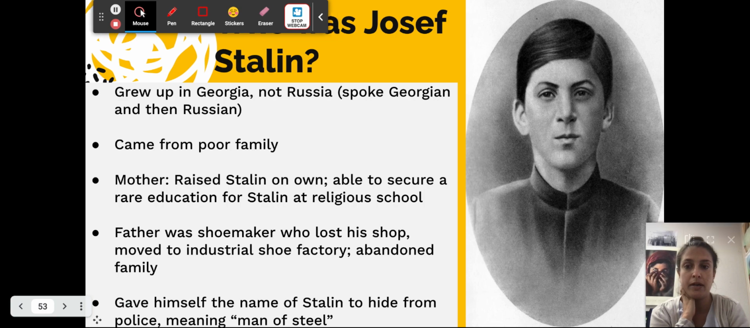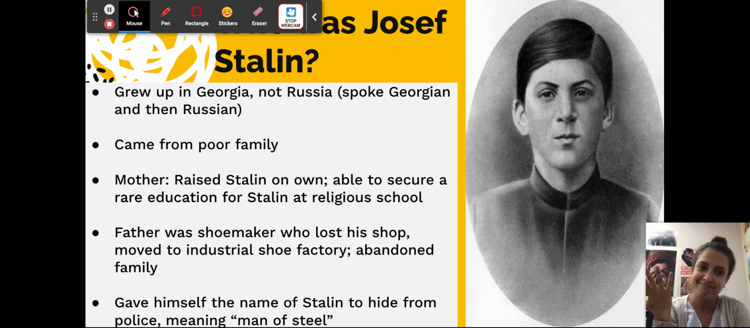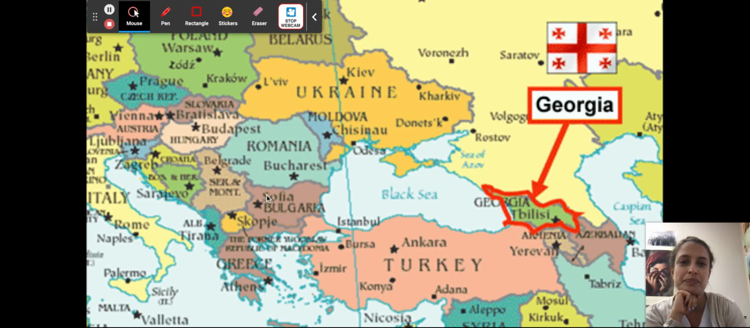I'm moving this up again. Sorry. He ended up giving himself the name Stalin later in life to hide from the police. So that was sort of his own name. And Stalin means man of steel. So right away, if I'm thinking, oh, this guy named himself Man of Steel, what control tactic might that potentially connect to? All right, let's keep going. So here's Georgia. So we see Georgia is just a bit south of Russia.